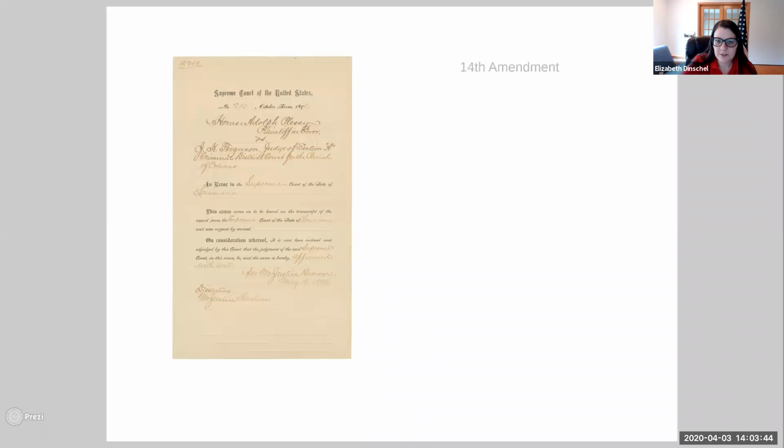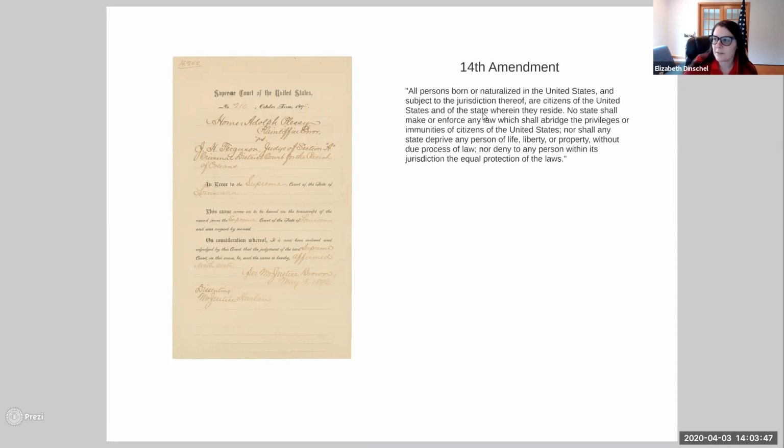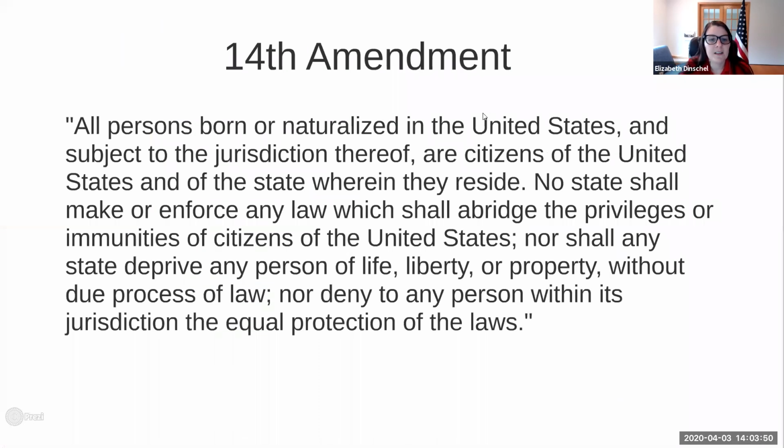So let's talk about the Constitution and the law here. We're going to look at the 14th Amendment. The 14th Amendment says, all persons born or naturalized in the United States and subject to the jurisdiction thereof are citizens of the United States and of the state wherein they reside. No state shall make or enforce any law which shall abridge the privileges or immunities of citizens of the United States, nor shall any state deprive any person of life, liberty, or property without due process of law, nor deny to any person within its jurisdiction equal protection of the laws.